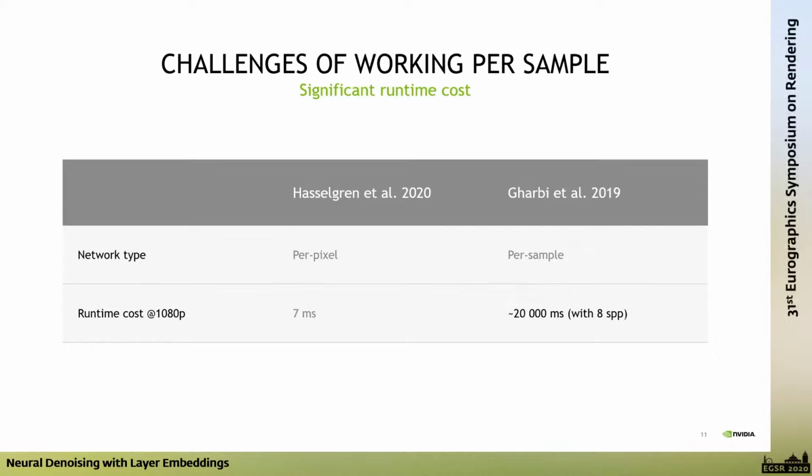So far, so good. But one challenge of working per sample is the significant runtime cost. If we look at a highly optimized machine learning denoiser working on pixel averages, it has a runtime cost of about 7 milliseconds at full HD resolution. In contrast, the per sample denoiser from Gurprit is reported to run in about 20 seconds at the same resolution when working on input with 8 samples per pixel.